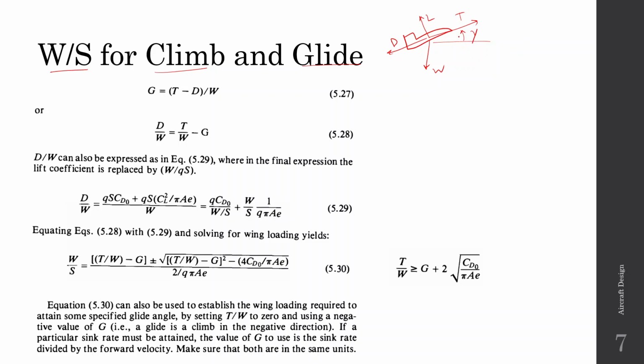If you split the forces along this thrust drag axis, you will find that thrust minus drag minus lift sine gamma equal to 0.